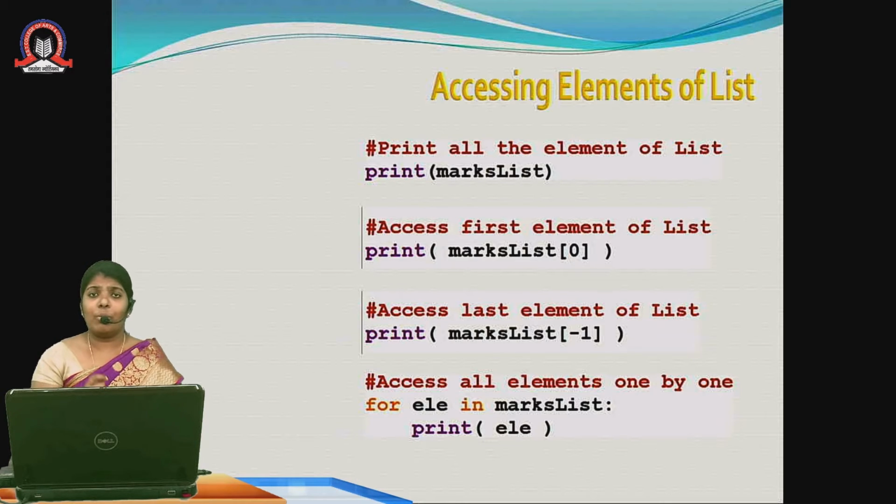For example, only the first mark I want to print. So what you want to do? Print within the bracket mark list index 0. Index 0 means only the first element will be printed. So in the mark list the first mark will be printed. What will happen? The first element will be printed. For example, you want to access the last element. So what you want to do? Print mark list minus 1. What will happen? The last element will be printed.